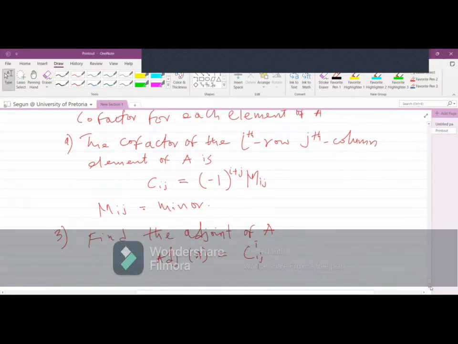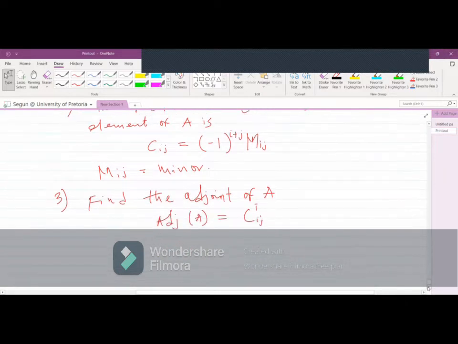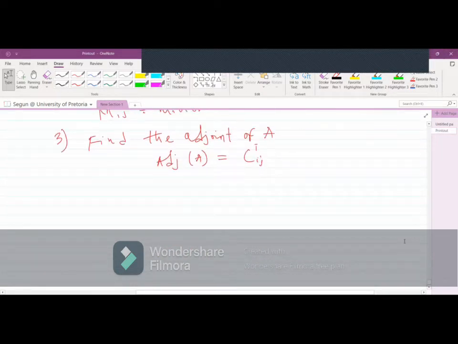Number 4, which is the last step for this particular method. Number 4 says the inverse is given.